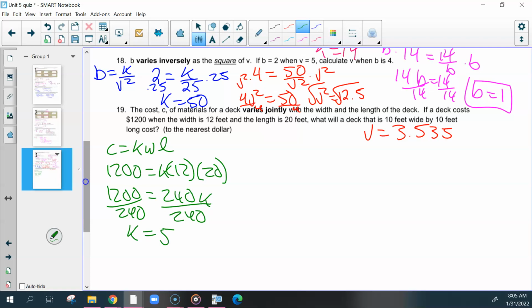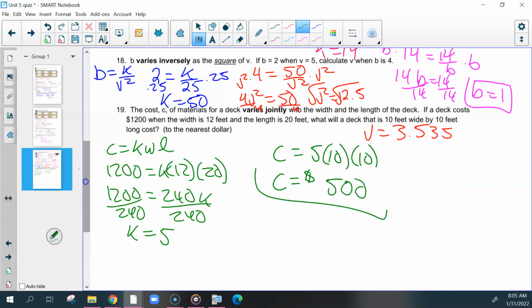And then once you have that K value, put that back into your equation with the other numbers. So now we're looking for cost. And we know K is 5, our width is 10, and our length is 10. So if we multiply that all together, we get 500. And our units here were cost, so we need dollars. Do we have any questions on that one?